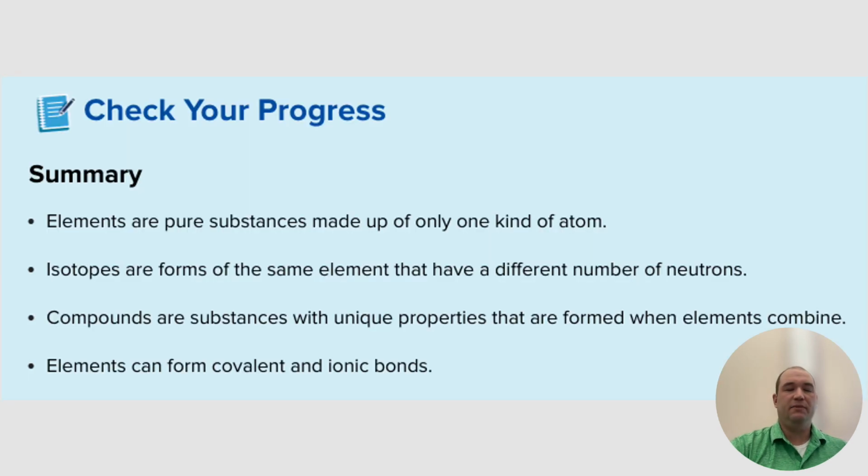So, in summary, elements are pure substances made up of only one type of atom. Isotopes are forms of the same element that have different numbers of neutrons. Compounds are substances with unique properties that are formed when elements combine, and elements can form covalent and ionic bonds. Okay, so remember, molecules are all compounds, but compounds are not all molecules. So hopefully this helps you with lesson 1, which has to do with matter in our module 6 chapter.